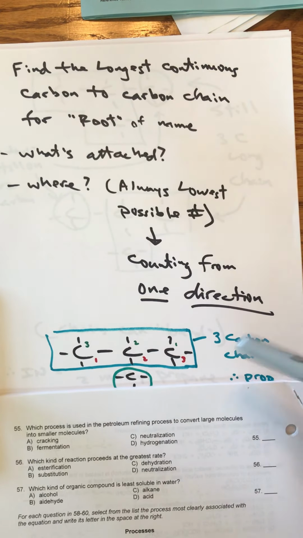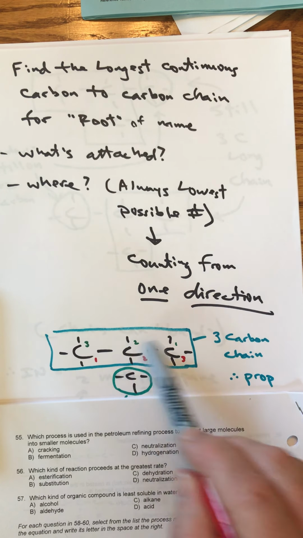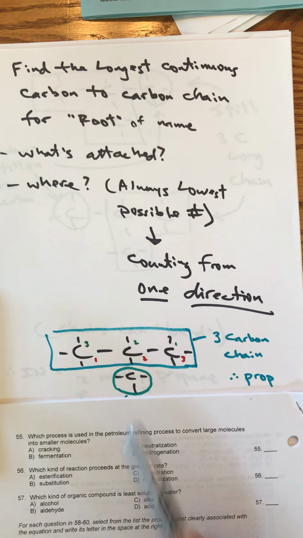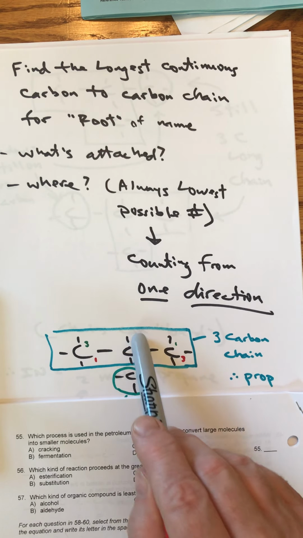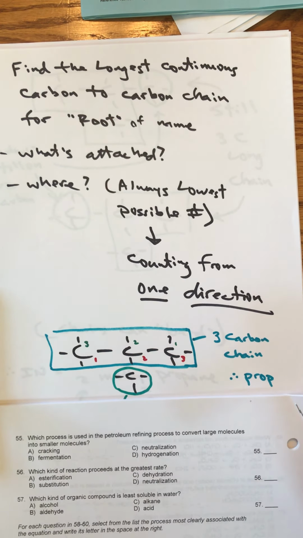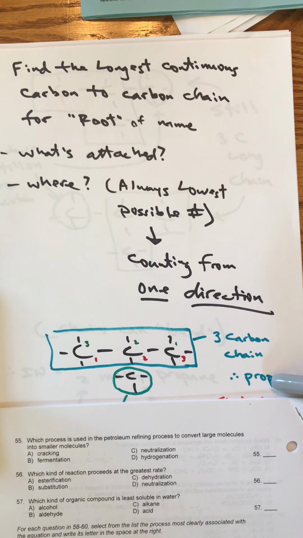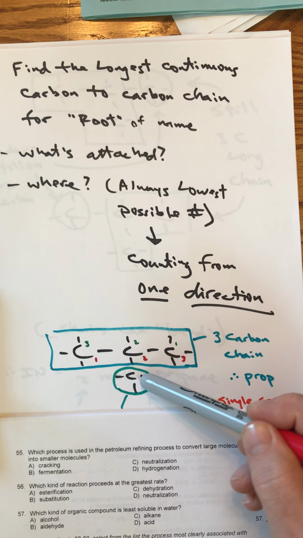So here we go. In this chain, I've got 1, 2, 3 carbons there. I could have said 1, 2, 3 or 1, 2, 3. It doesn't really matter. Either way, they're 3. And if I number them, 1, 2, 3 or 1, 2, 3, either way, this extra carbon is on the middle, number 2 carbon. So my longest chain is 3. My prefix is prop. I've got 1 carbon here. The prefix for 1 carbon is meth.